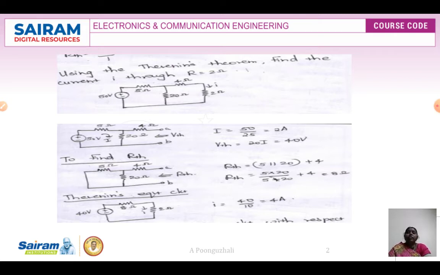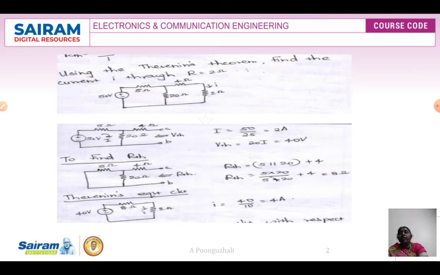Here we are supposed to find the current I through the 2 ohm resistor. That means this 2 ohm resistor is going to be called your load resistance. So first, to find your VTH, what we are going to do is open circuit the load resistance. So now we have open circuited the load resistance.